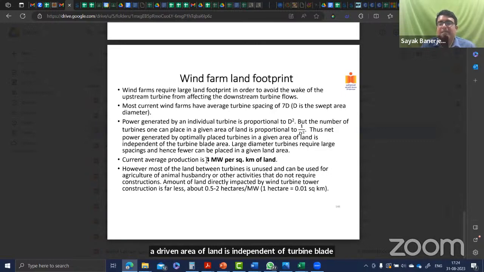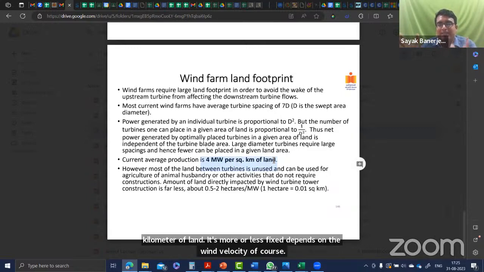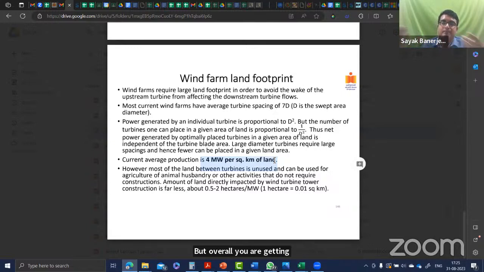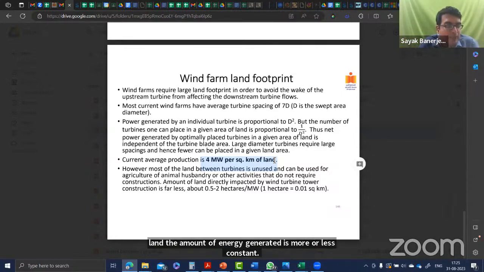And the average value is 4 megawatt per square kilometer of land. It's more or less fixed, depends on the wind velocity, of course, but overall per meter square of land, the amount of energy generated is more or less constant. It does not depend on the diameter. So that is the question that was asked.